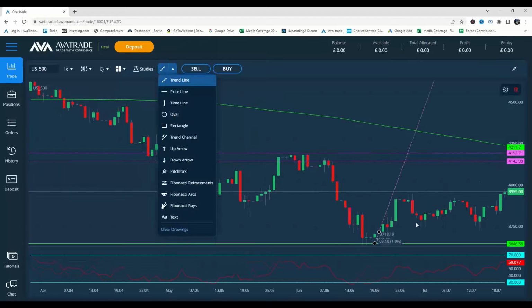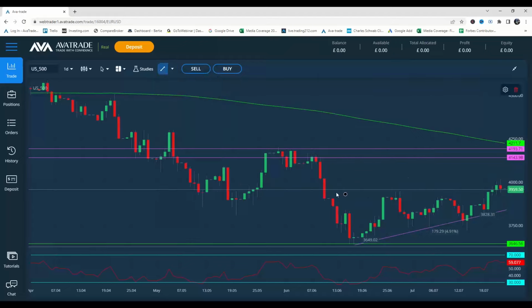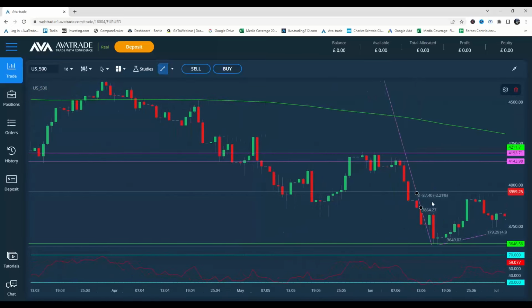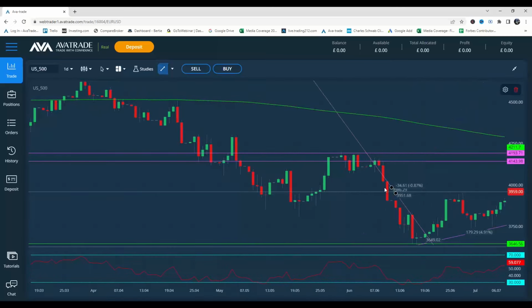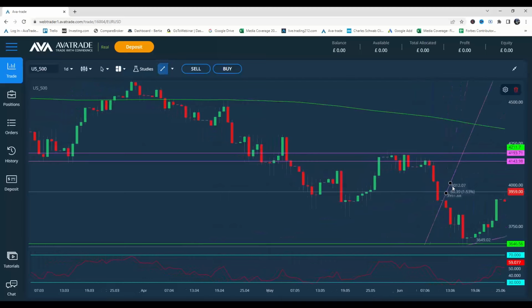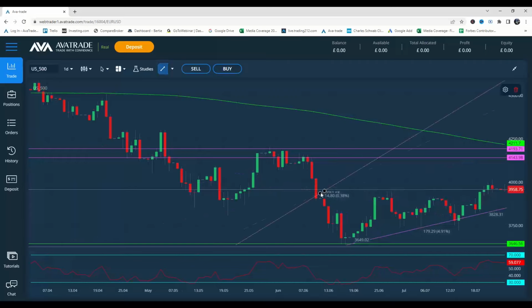In addition to that, we have formed an ascending triangle. So if this one can work for me, just trying to get this one. Okay.